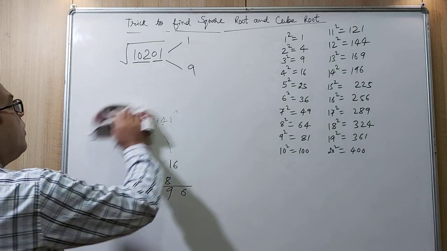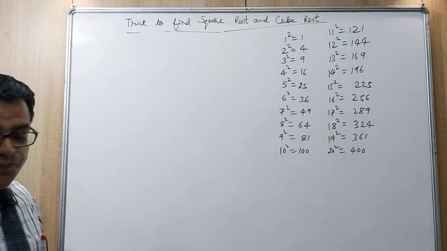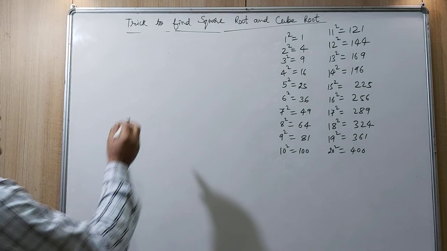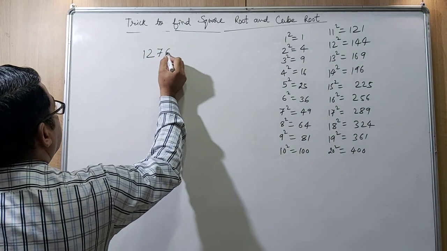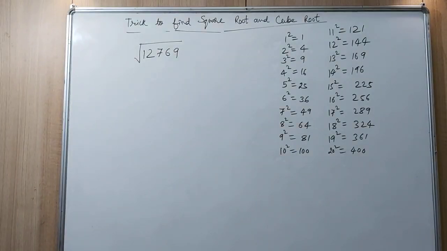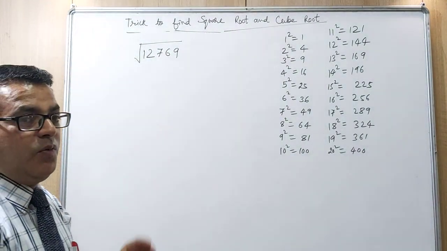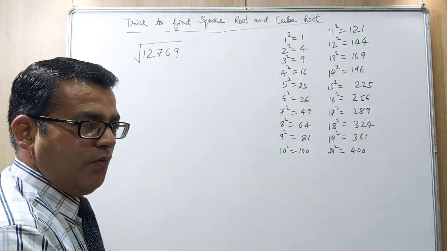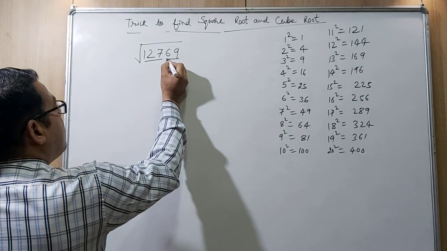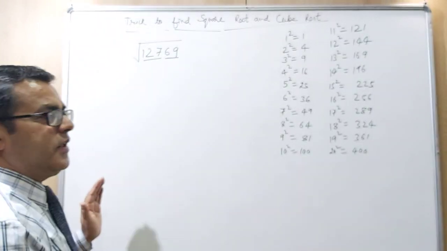Right? Now let's move to another example. Now I'm taking another number, 12,769. This is a big number. So we need to find the square root of this number with the trick. Within seconds you will find it. So this is the first group and this is the second group. As I discussed earlier, the first group should contain only 2 digits and the rest of the digits you can take in another group, that is the second group.